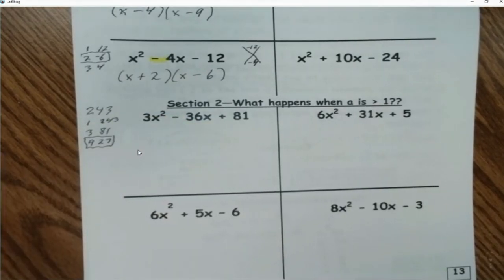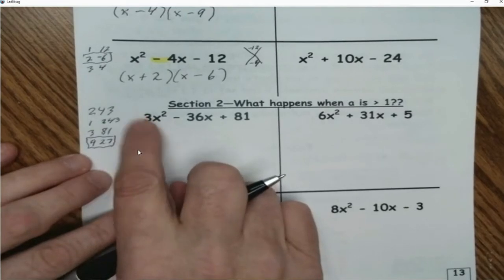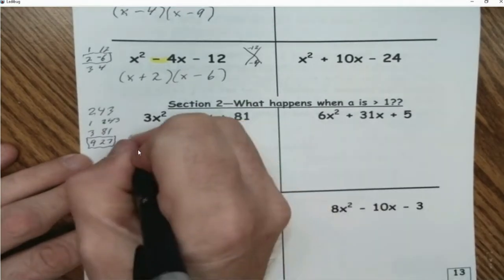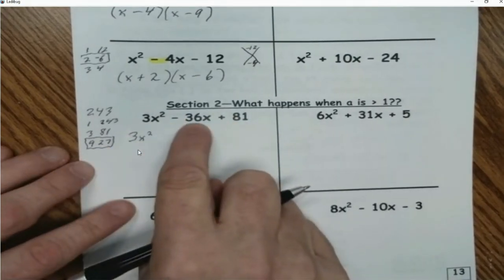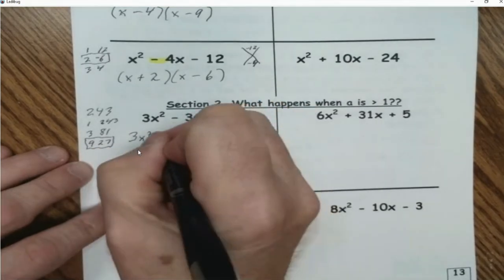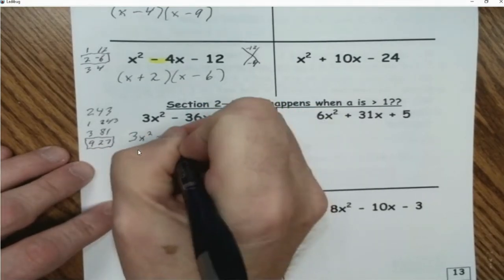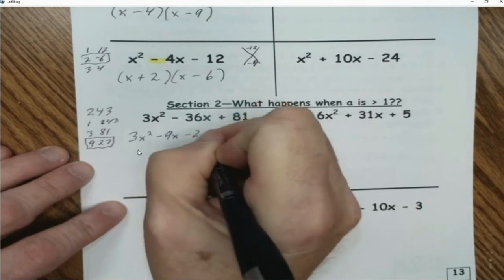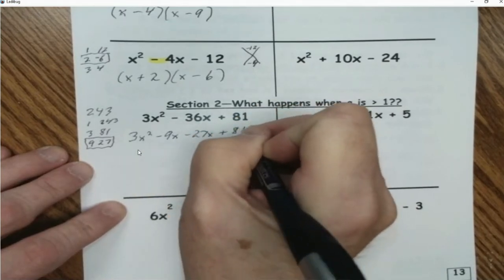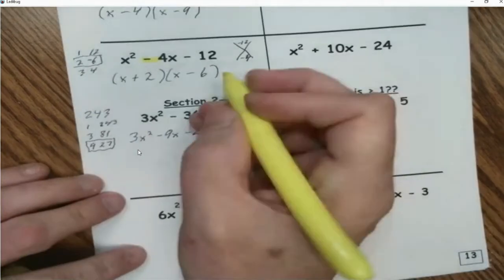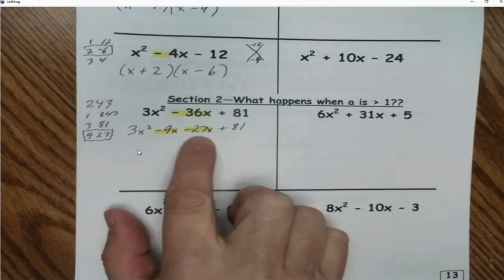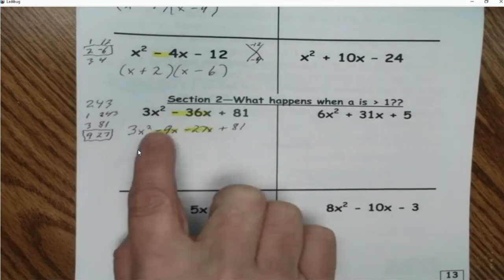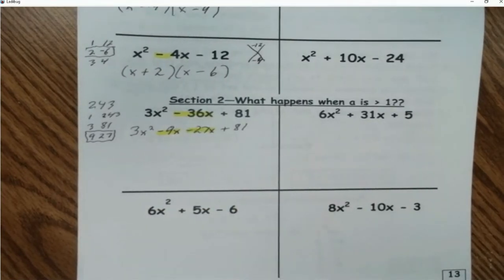Okay. So what we have to do when we have a number out here that's bigger than 1 is we're going to take 3x squared and we're going to break up this negative 36x into 2 terms. We're going to say that's the same as negative 9x and negative 27x plus 81. All we did was take the negative 36x and break it into 2 pieces that equaled the original number. Negative 36 equals negative 9 plus negative 27. Combine those, we're right back there. So we haven't changed the equation. We've just rewritten it in a new form.